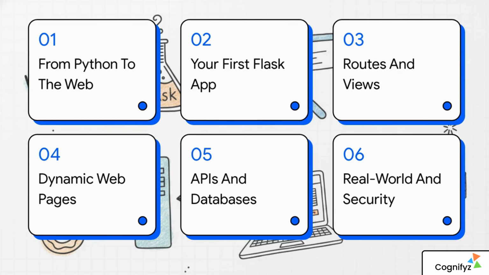Here is our straightforward, step-by-step roadmap for today. 1. From Python to the web. 2. Your first Flask application. 3. Understanding routes and views. 4. Building dynamic web pages. 5. APIs and database integrations. And finally, number 6, real-world Flask and security.